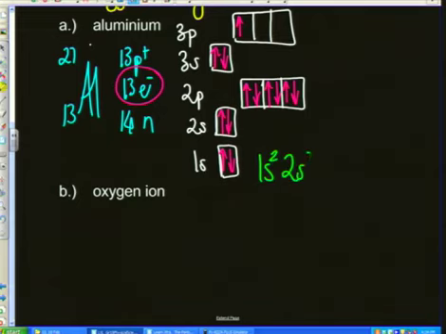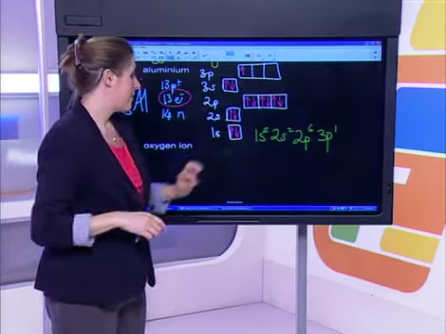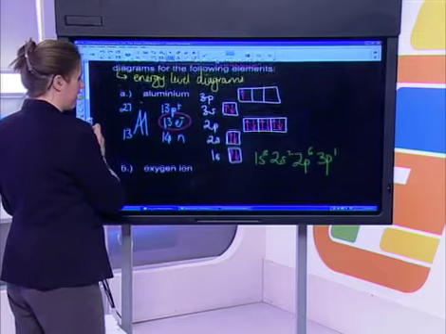2s, 2, 2p. It's going to have a total of 6. 1, 2, 3, 4, 5, 6. 3s, 2, and 3p, see, not plus, but 3p1. That should take us through to our total, our electron configuration.